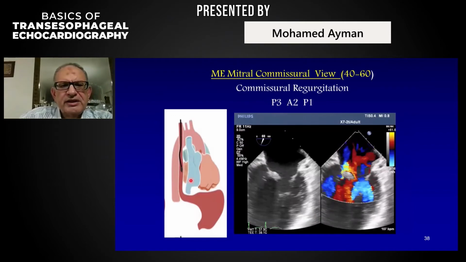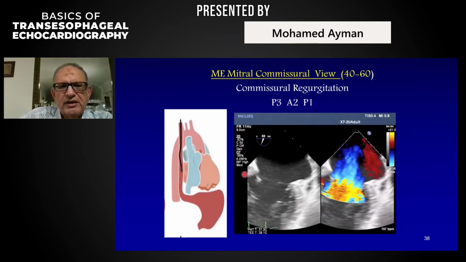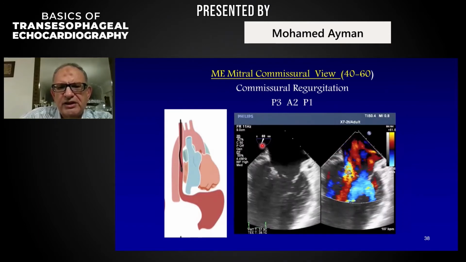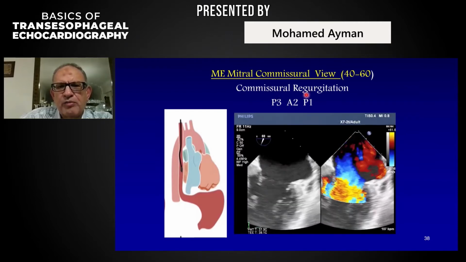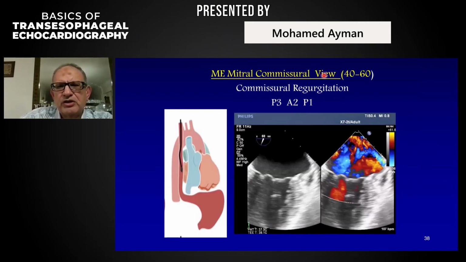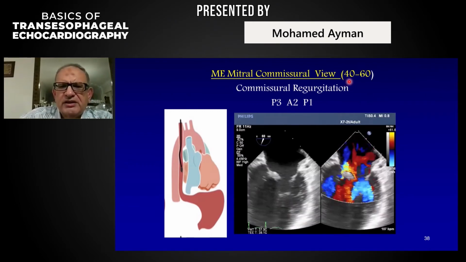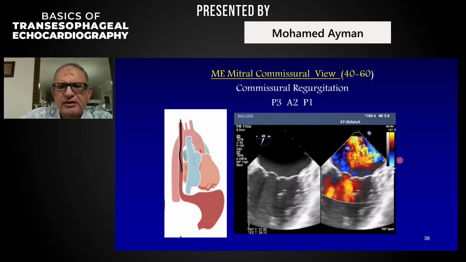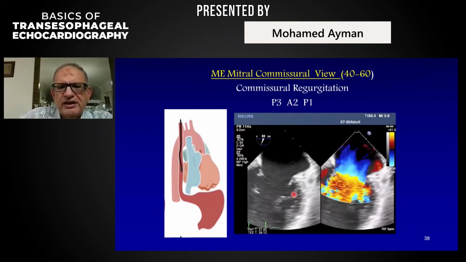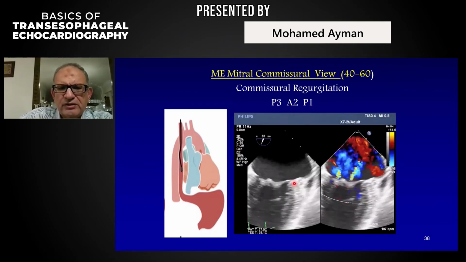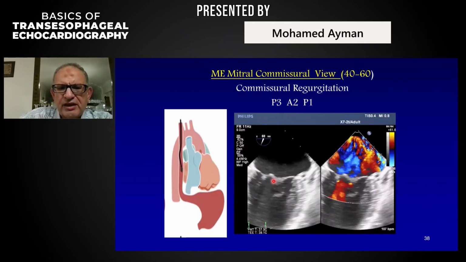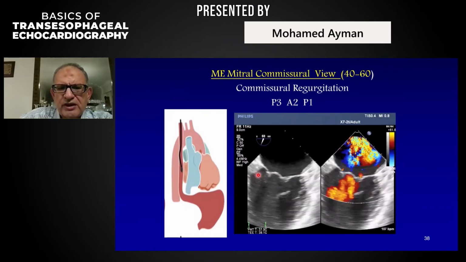Okay, this is another view here, mid-esophageal, and the angle here is around 60 degrees. As we can see here, we call this the mitral commissural view. We can get it around 40, 50, 60. It differs from some patients to others. Here you can see that there are three scallops. This is number one, this is in the middle, the second one, and the most posterior is the third one.